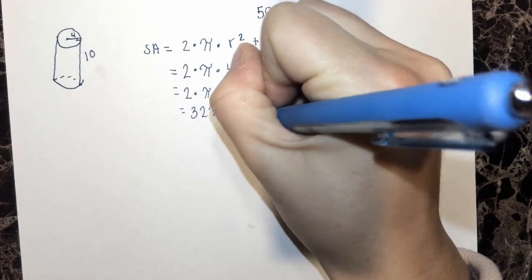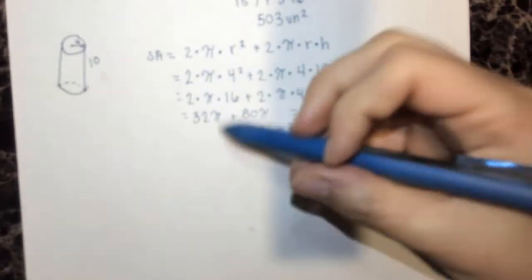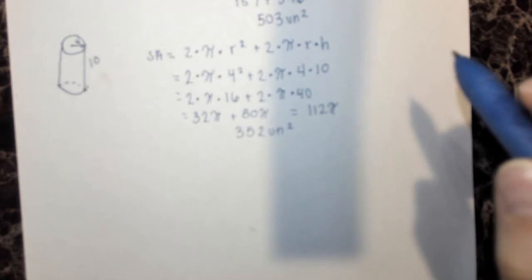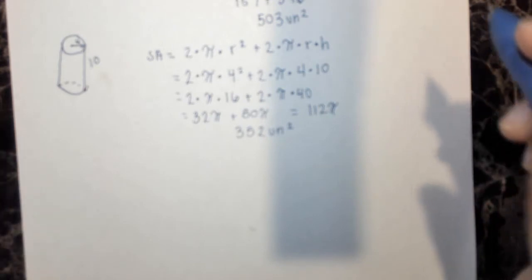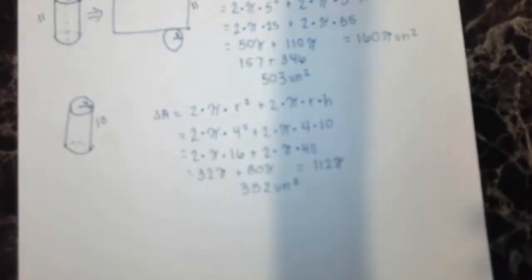We don't have a unit, so we just write units. And we square it because it's surface area. Area is two-dimensional. It is squared. If you actually solved it with pi, you get 351.85837. Keeps going. I'm just going to the nearest whole number to keep it as simple as possible.